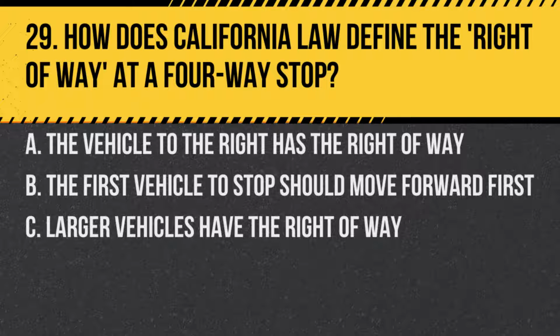A. The vehicle to the right has the right-of-way. B. The first vehicle to stop should move forward first. C. Larger vehicles have the right-of-way.